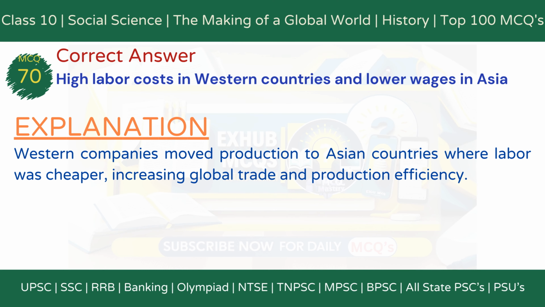The correct answer is Option A. High labor costs in Western countries and lower wages in Asia. Explanation. Western companies moved production to Asian countries where labor was cheaper, increasing global trade and production efficiency.